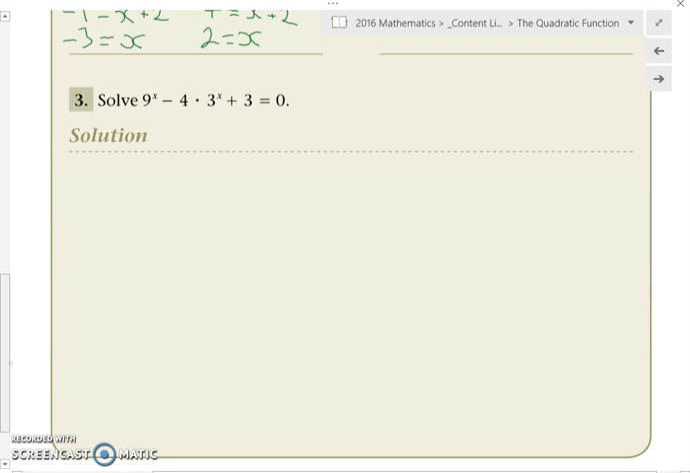Now this one's a little bit more complicated. What I might actually do is pause it and do this one as a separate video, so that if you have questions we can go into it in a bit more depth. So I'll just stop this one.